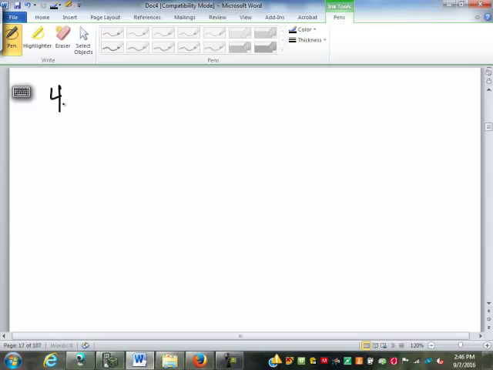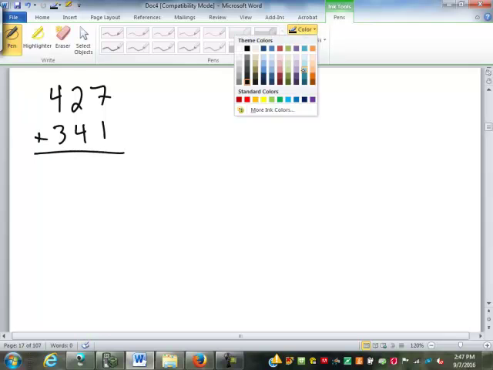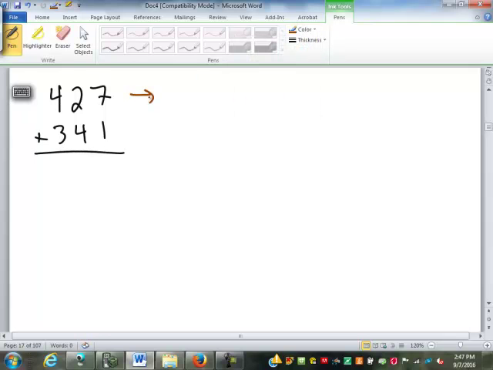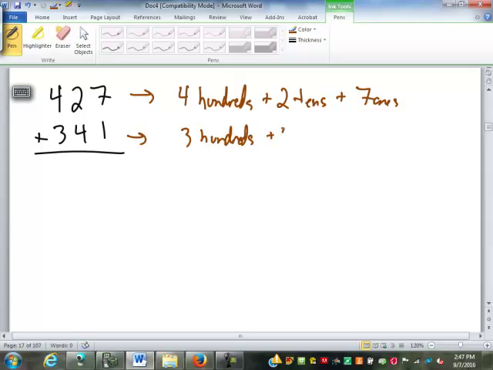So let's take something like 427 plus 341. I'm going to write these out in their full form, sometimes called expanded form. So this is 4 hundreds and 2 tens and 7 ones. 341 is 3 hundreds and 4 tens and 1 one.